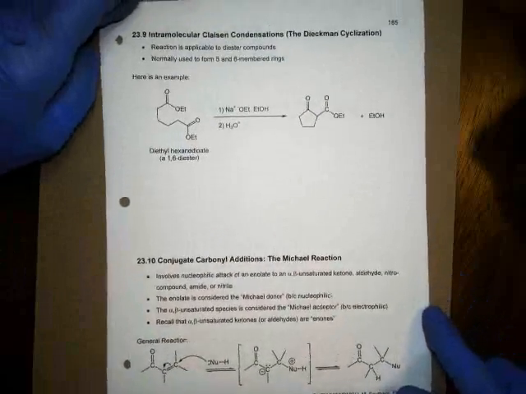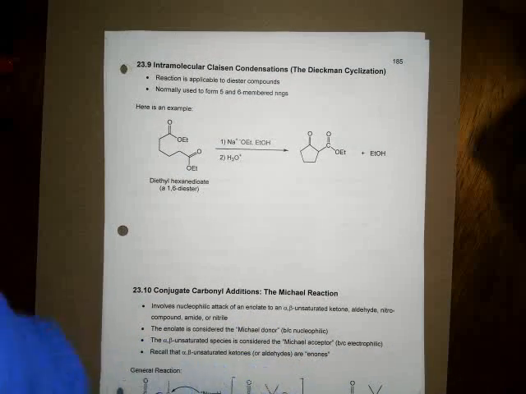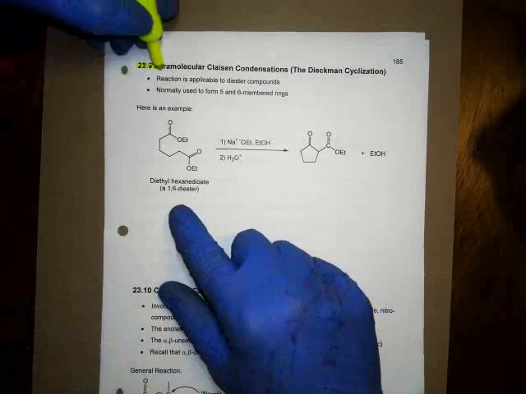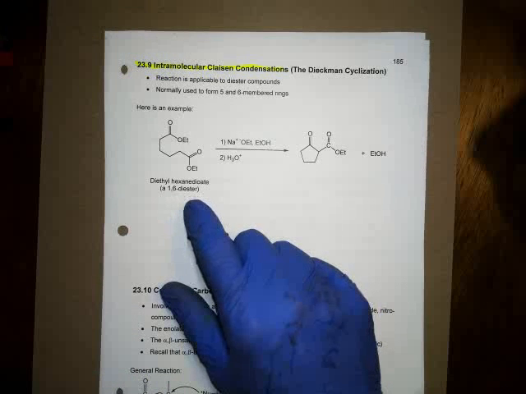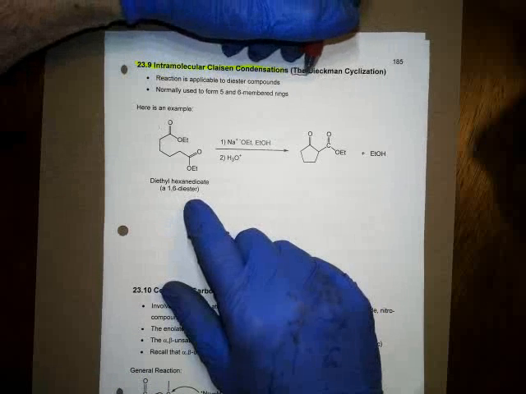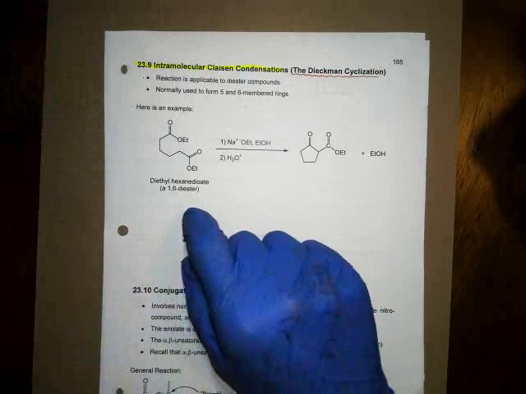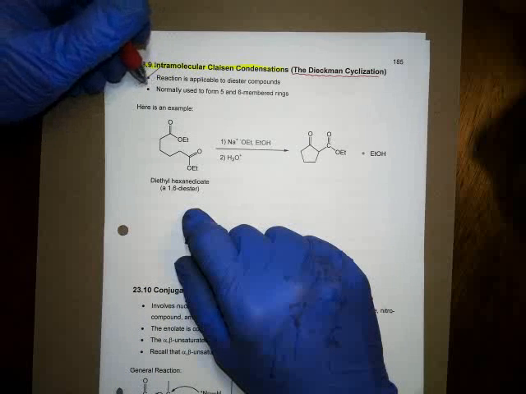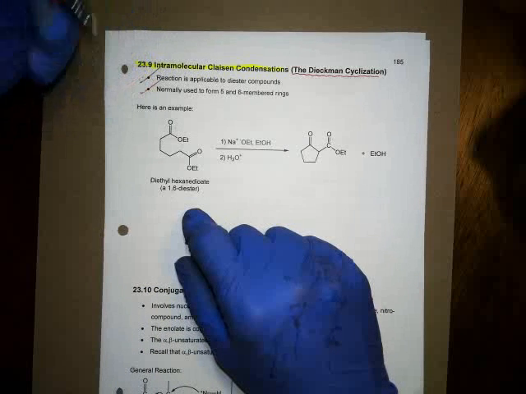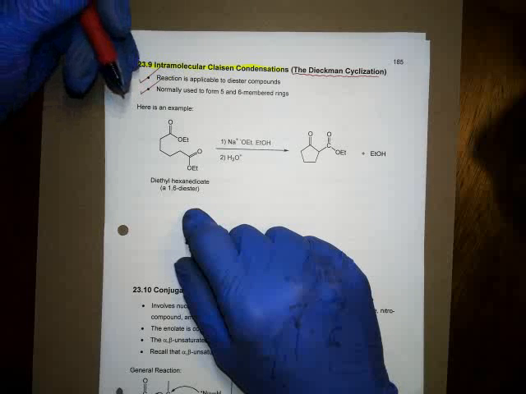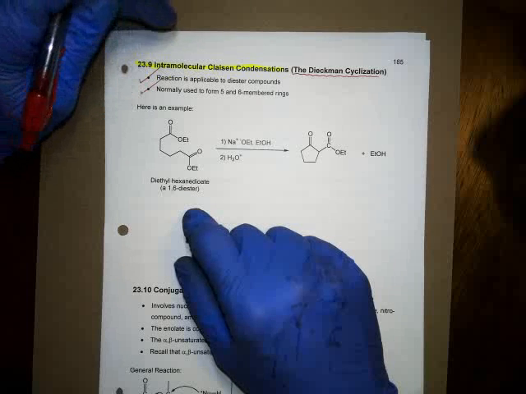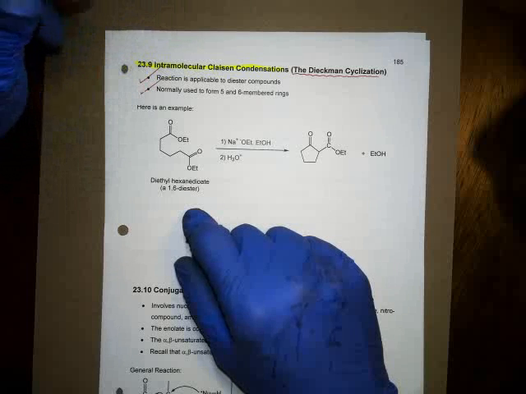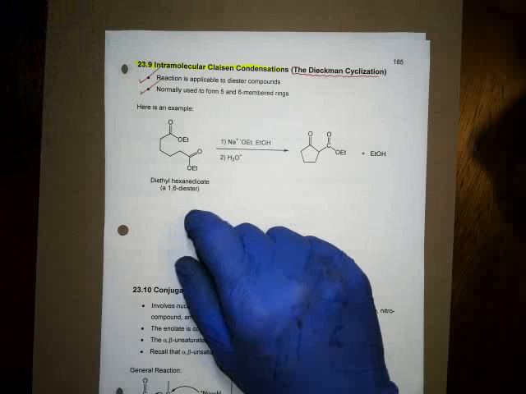And just like you have intramolecular aldols, we have intramolecular Claisens. And the chemist who came up with that, named Dieckmann, called it the Dieckmann cyclization. So it's applicable to diesters, and normally used to form 5 and 6 membered rings. Can you form 7? Probably, but not 4, too much strain there. But it works pretty much the same way.